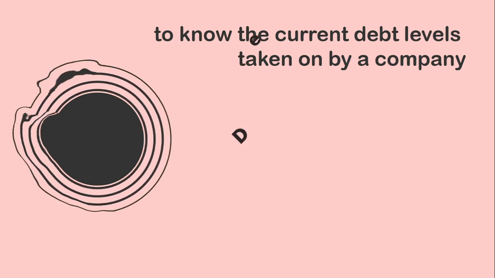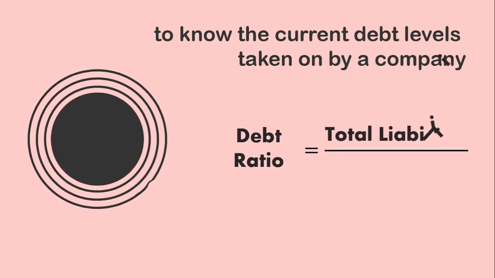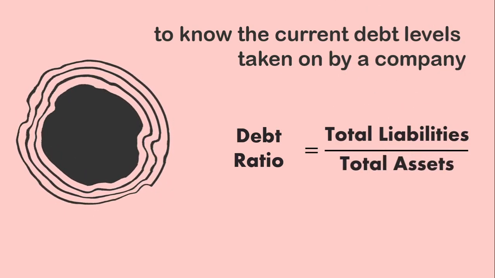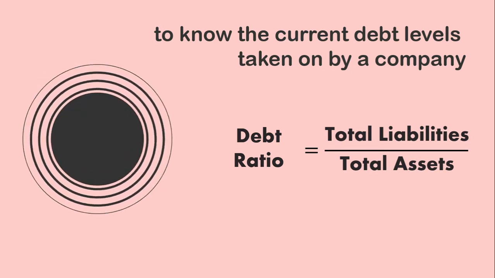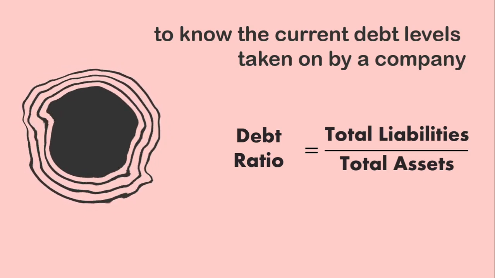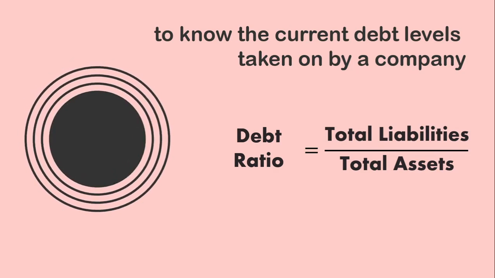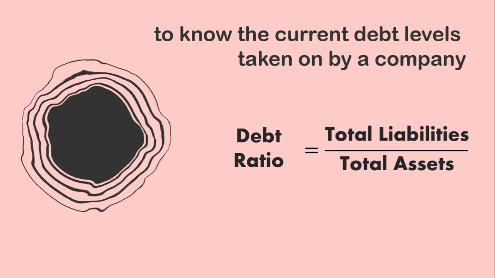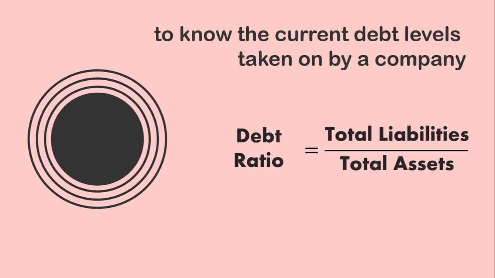Looking at the balance sheet still, a stock analyst may want to know the current debt levels taken on by a company. In this case, a stock analyst may use the debt ratio, which is calculated by dividing total liabilities by total assets. A debt ratio above 1 typically means that a company has more debt than assets. In this case, if the company has a high degree of leverage, a stock analyst may conclude that a rise in interest rates may increase the company's probability of going into default.